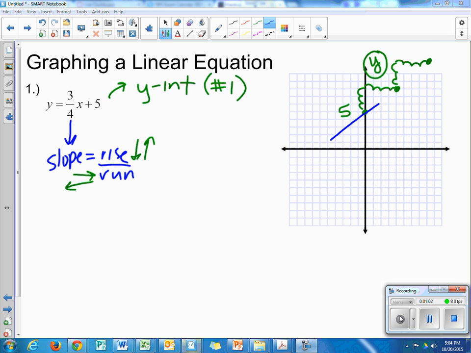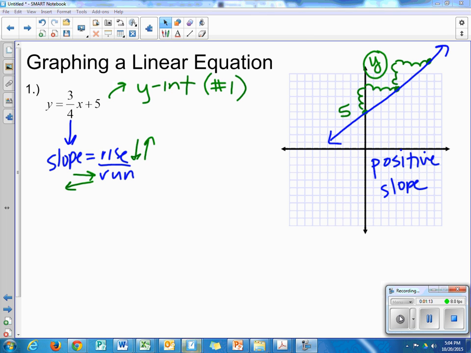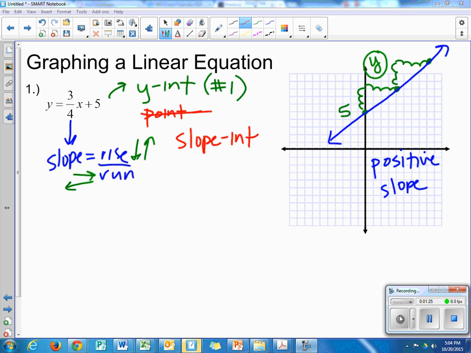Connect all the points, and there you have it. That is our positive slope. This equation here is in slope intercept form.